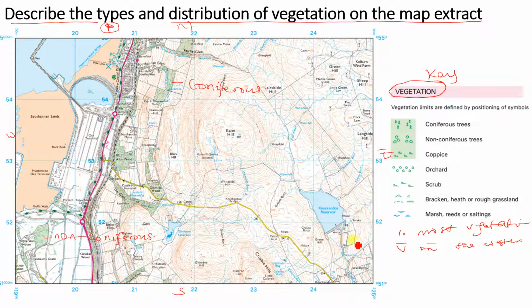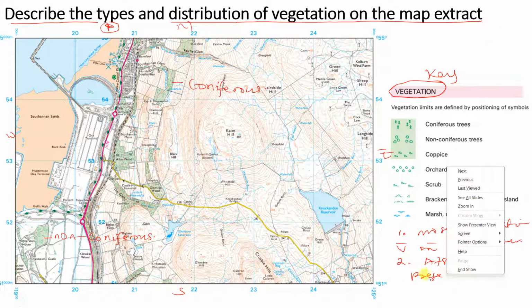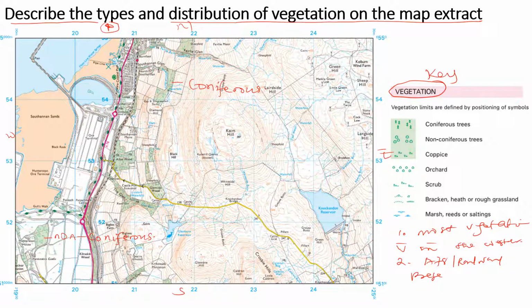Now, for you to also get full marks, you should use relative location. Where is it located in relation to where? The second point you can see is that it's located close to this railway line and the river. So around the railway line and the A78 road, see A78 and the railway line, you have a lot of vegetation. Around the railway, you have presence of vegetation.